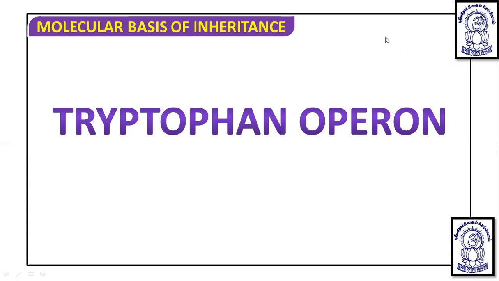Dear students, in the previous lecture, we have already initiated one topic of this chapter, that is gene regulation, or we can say regulation of gene expression. And in that, we have already discussed the points where regulation occurs in eukaryotes and prokaryotes, and also the lac operon. Now, today in this lecture, we are going to talk about the trp operon, the tryptophan operon.